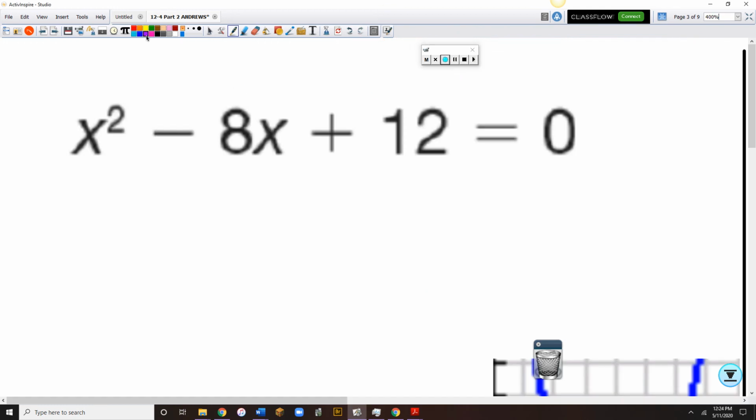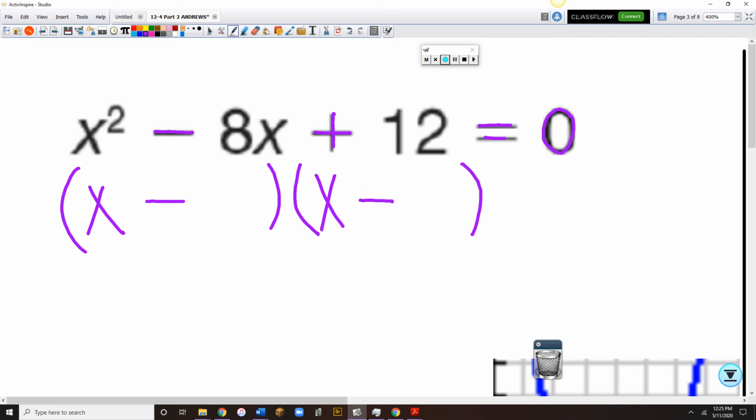Okay, so we have our first example. We have x squared minus 8x plus 12, and the important part is that it equals 0. If our quadratic is not in that form, we have to make it in that form. All right, so we're going to factor this. All right, we've got a plus sign in front of the 12. That tells us the signs are the same. A minus sign in front of the 8 means they're both minuses. And I need two numbers that multiply to make 12 and add to make 8. So 2 and 6 work.